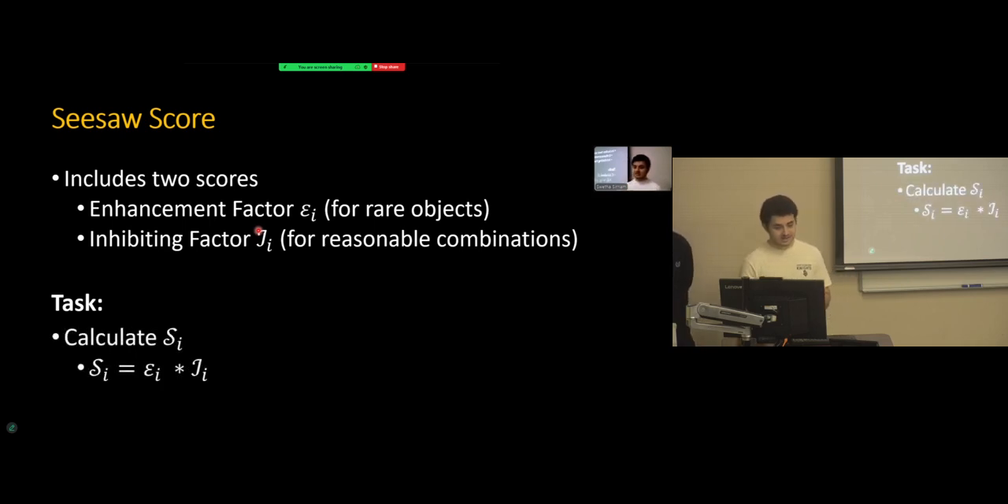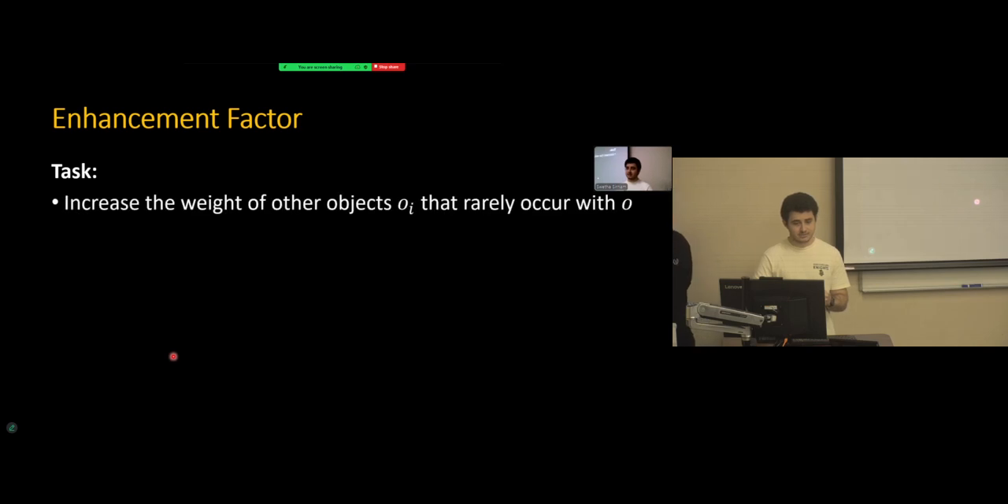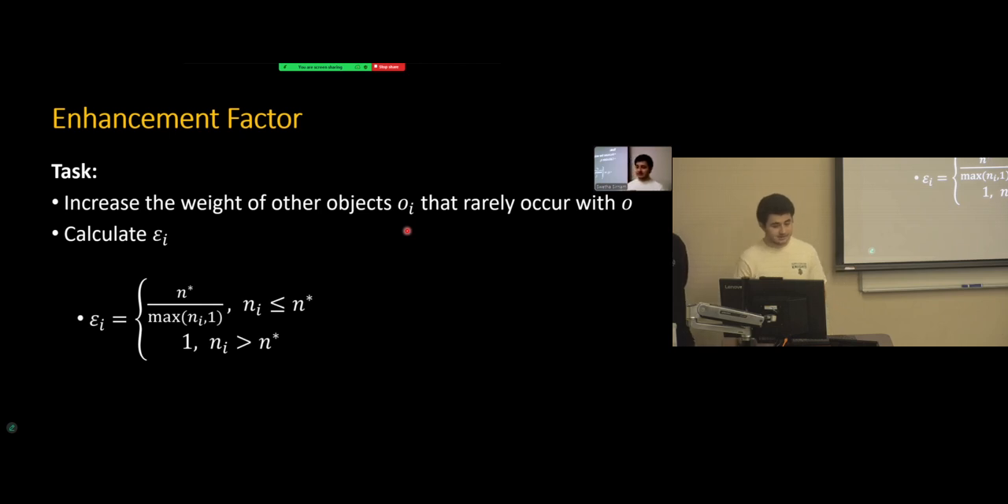Okay, so here the task is calculating a seesaw score, which is the multiplication of enhancement factor and inhibiting factor. So let's first explain the enhancement factor. Here the task is to increase the weight of other objects OI appearing in our data set that rarely occur with our hallucinating object O. Okay, so the formula is like this.